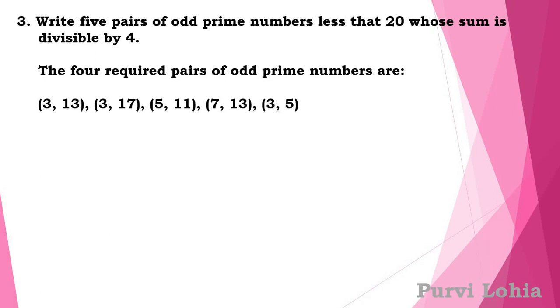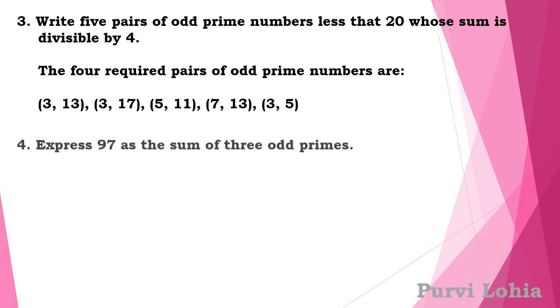So the sum of 3 and 13 is 16, which is divisible by 4. The sum of 3 and 17 is divisible by 4. 5 and 11, the sum is 16, so it is also divisible by 4. 7 and 13, the sum is 20, it is also divisible by 4. 3 and 5, the sum is 8, which is also divisible by 4.